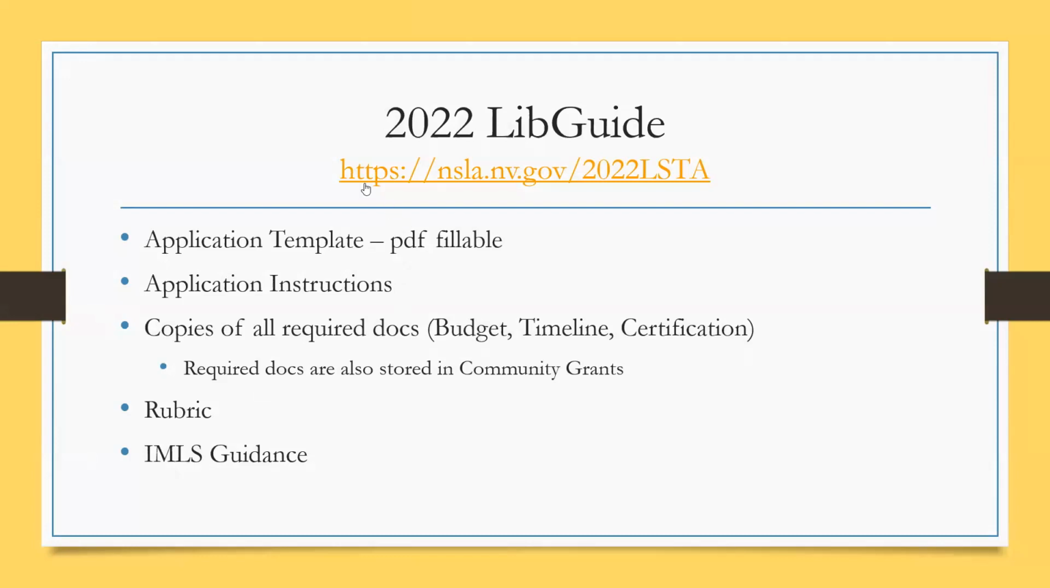On the LibGuide, I've got these things for you. The application template. So what I did is I printed out the application. I gave you enough space to fill it out per the required character count. And it follows the online form exactly, right? All the instructions exactly. So you can fill that out if that's what you choose. We have instructions. And any document that I'm requiring that you upload is also on the LibGuide, right? So it's all there.